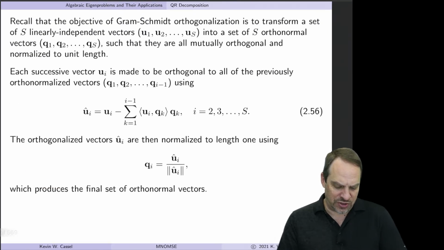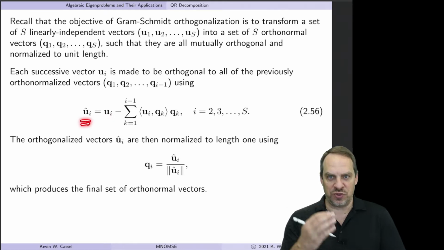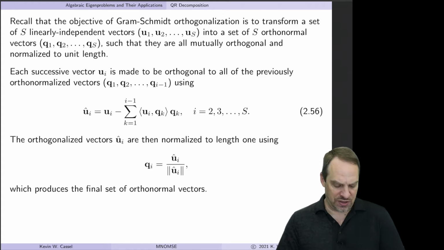So again, returning to Gram-Schmidt orthogonalization, let's say that we have S linearly independent vectors, U1 through US, and from Gram-Schmidt we would get S orthonormal vectors Q1 through QS, using our normal Q notation for orthonormal vectors. We had this relationship between the original vectors U and U hat vectors, which was a step in the process of getting the Q vectors. And so I'm going to repeat that here.